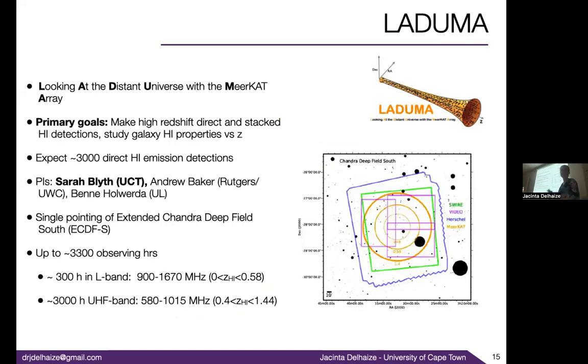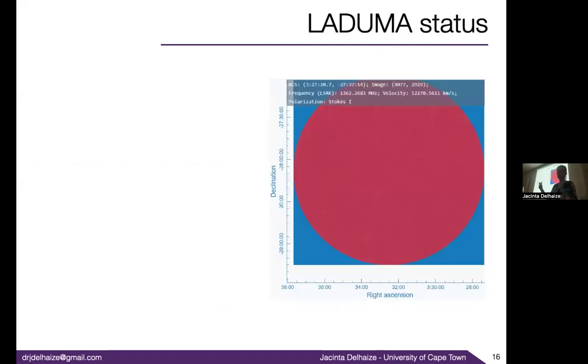Okay, so LADUMA stands for Looking at the Distant Universe with the MeerKAT Array. One of the PIs of this is Sarah Blythe, our head of department at UCT. And we want to look at the H1 properties of galaxies and how they evolve out to high redshift. Okay, that's the main point. The rest you don't need to worry about. It's just one pointing at the sky.